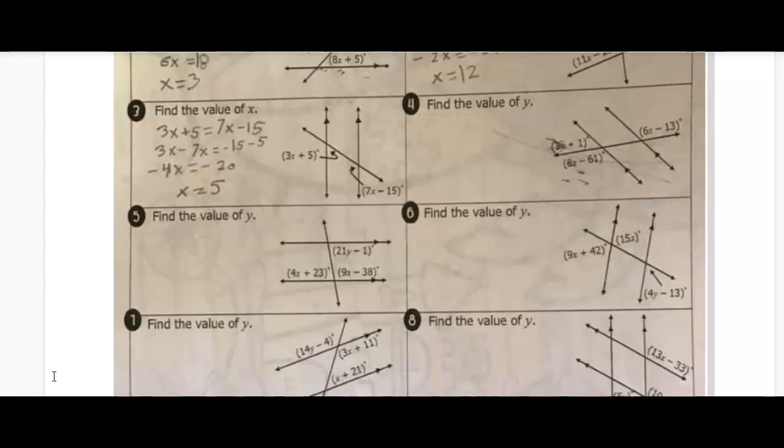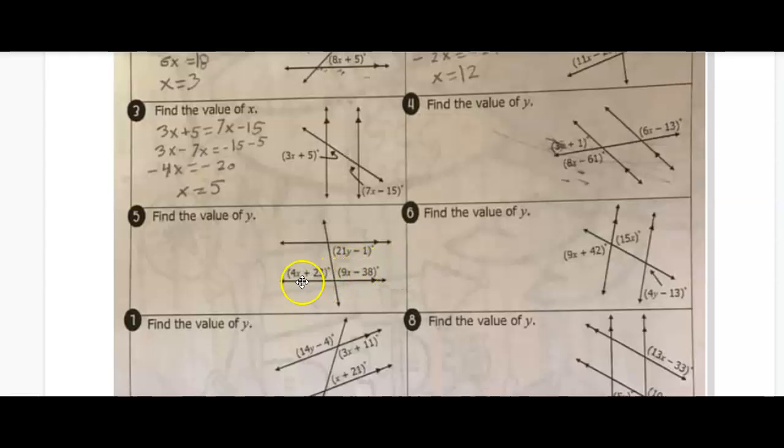Okay, I'm going to look at number 5 and number 6 now. In number 5, what I can do here is say that these two things add up to 180 degrees. So 4x plus 23 plus 9x minus 38 equals 180 degrees. So students, you combine like terms here, equals 180. You're going to solve for x, and you're going to get x.